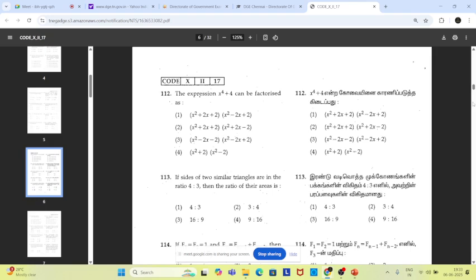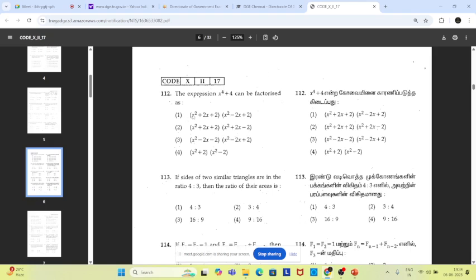The expression x power 4 plus 4 can be factorized as. So they have given 4 options. You have to find which is the right option. They are factorizing that particular expression into 2 factors. So which are the 2 factors that are correct? Now you have to get x power 4. So suppose you take option 1.